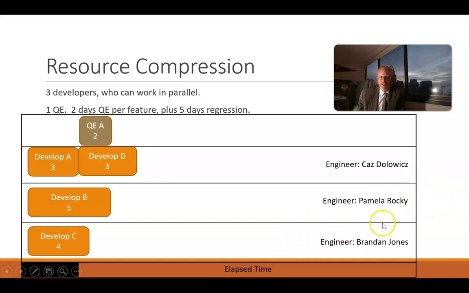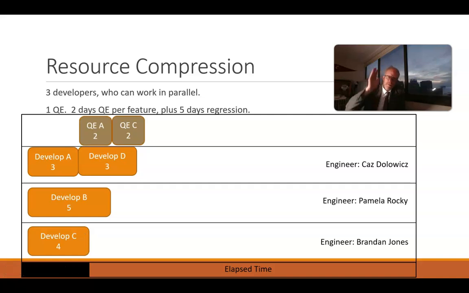Meanwhile, I'm down here in this bottom lane, and I'm about finished with activity C, and that needs QE. Okay, well, looks like QE is busy right now, but so is everybody else. Kaz is on D, Pamela's on B. I just finished up C, and I can't test my own work by definition. I'll just put this in the queue for QE. They'll be able to get to it when they're available. Okay, time keeps marching forward.